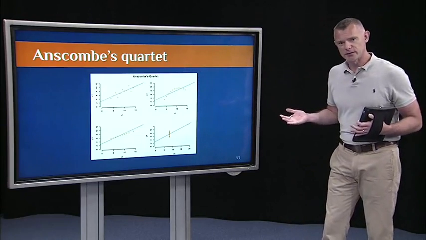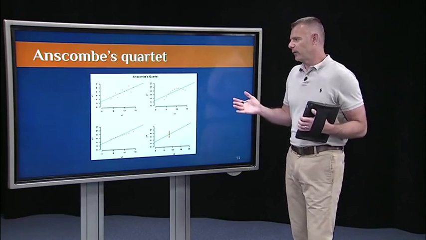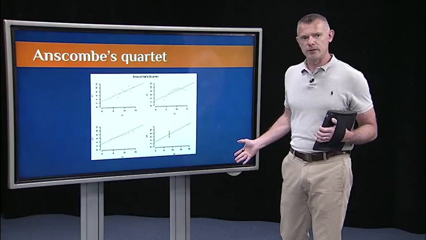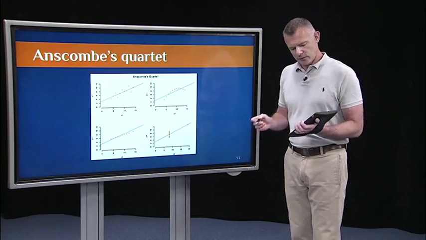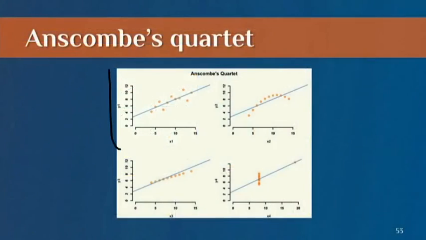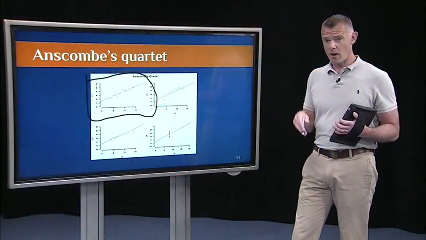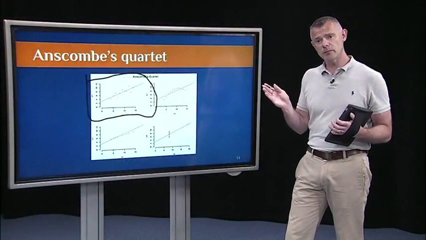But look at the pictures. Clearly, there are different things going on in each of these 4 cases. So this first one in the upper left is a scatter plot and a correlation that satisfies our assumptions for now. We have a normal distribution in X, normal distribution in Y, and we have a nice linear relationship.